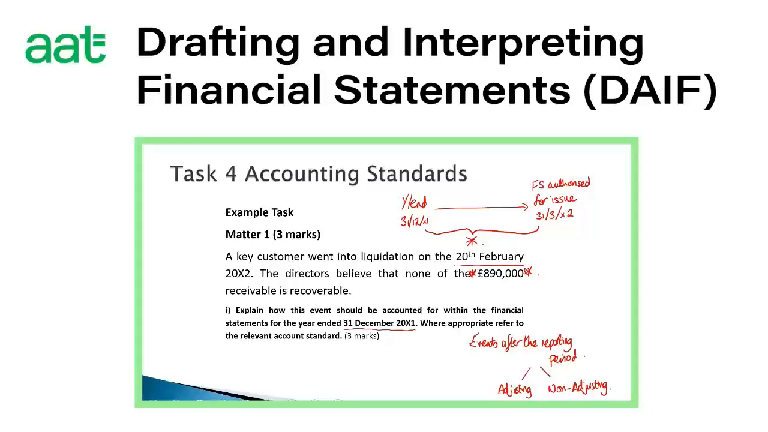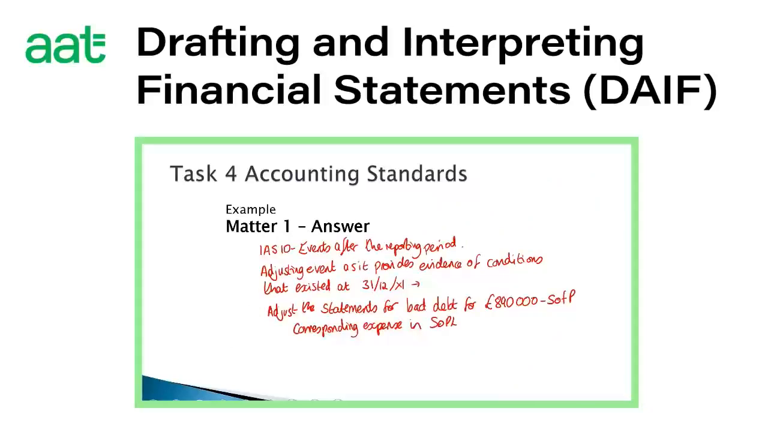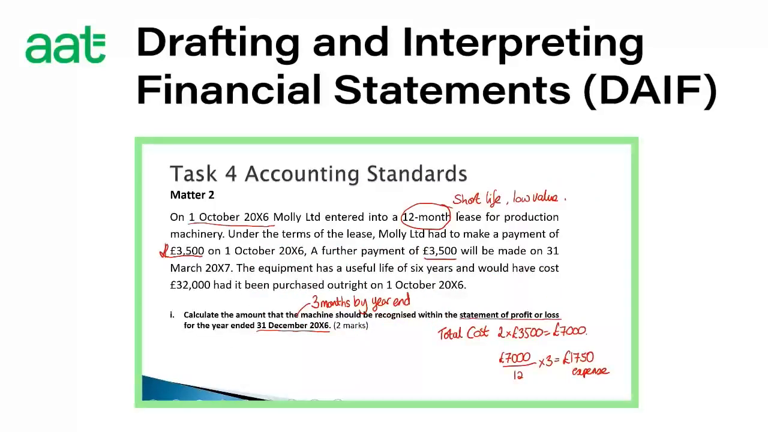Perfect. Sally Ann Sykes has asked, for task four, would we need a prepayment for the other 3 months already paid too, not just a 3 months expense? The only reason I haven't talked about the prepayment adjustment is because in this, it just asked me for the statements of profit or loss. But yes, quite rightly, what you would need to do is also have a prepayment adjustment in the statement of financial position. And that would therefore record the fact that by year end, you'd paid $3,500, but you'd only actually expensed $1,750. So yes, you would have a prepayment adjustment as well in your statement of financial position.